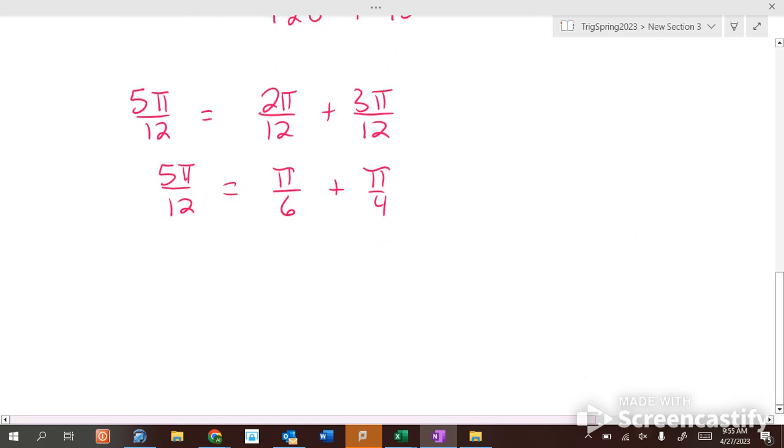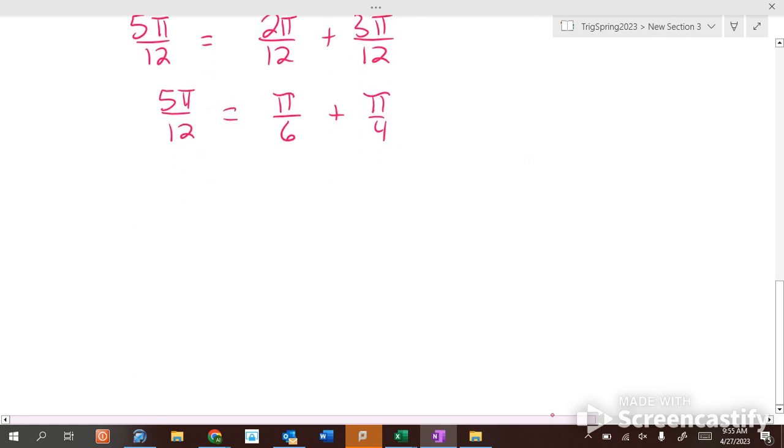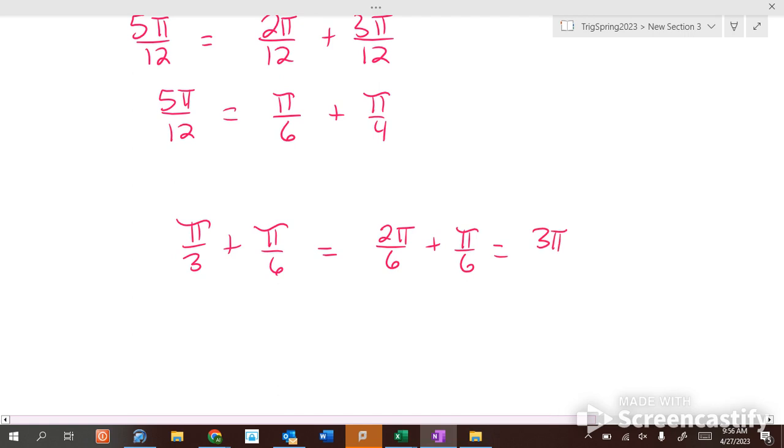All right, so let's practice adding and subtracting here a second. What's pi over 3 plus pi over 6? Is it pi over 9? No. To add fractions, you need a common denominator. So 6 would be our common denominator. So pi over 3 is the same as 2 pi over 6, plus 1 pi over 6 is 3 pi over 6, which reduces down to pi over 2.